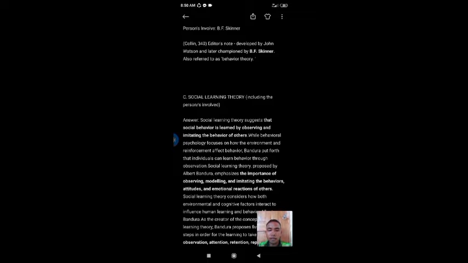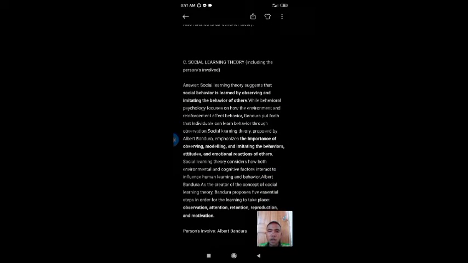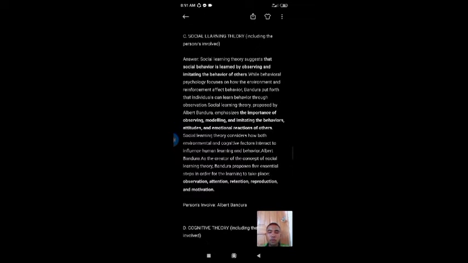Social learning theory, proposed by Albert Bandura, emphasizes the importance of observing, modeling, and imitating the behaviors, attitudes, and emotional reactions of others. Social learning theory considers how both environmental and cognitive factors interact to influence human learning and behavior. Albert Bandura, as the creator of the concept of social learning theory, proposed five essential steps in order for learning to take place: observation, attention, retention, reproduction, and motivation. The person involved is Albert Bandura.